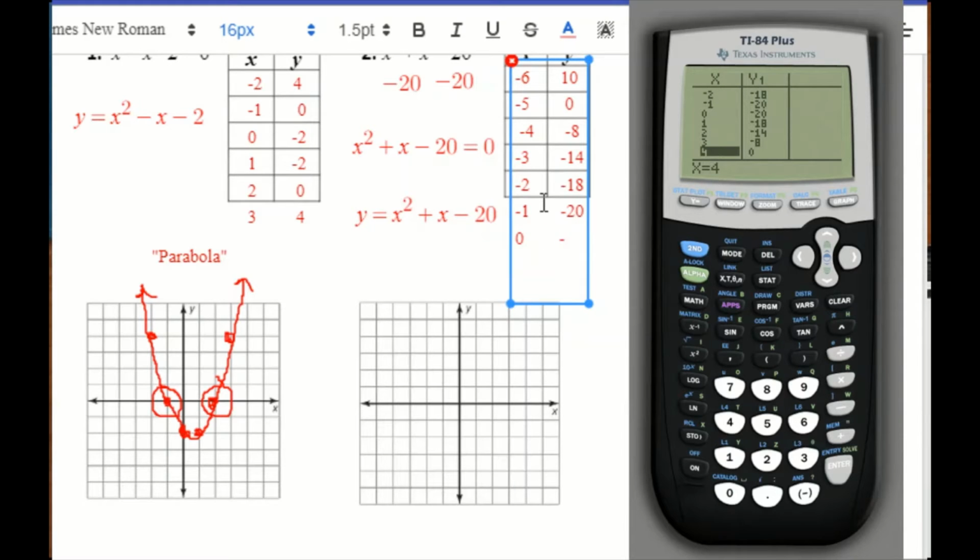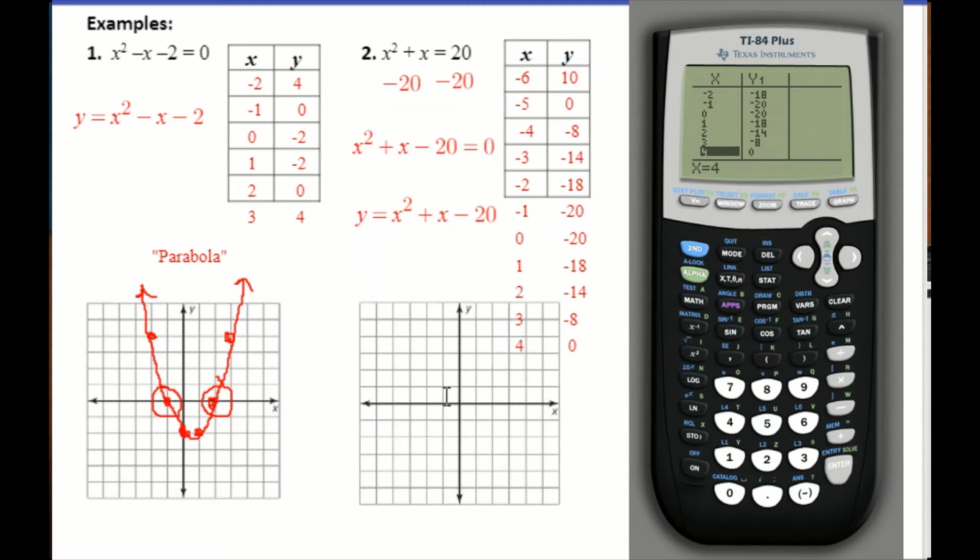And so you can see that the vertex, that middle point, is going to be right in between -1 and 0. And then we've got 1, -18, 2, -14. This is really too many values. You really don't need this many values, to be honest. 3, -8. And finally, let's get that last one, 4, 0. Okay, so this is kind of a mess. But let's see what we can fit on here.